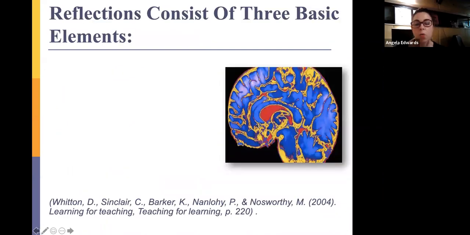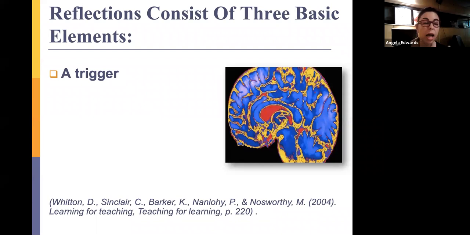All right, so Witten et al. again, he considers that reflection consists of three basic elements. So a trigger. This might involve a direct experience, something that you may have observed in your learning environment, or something that you read, such as key theorists or possibly recent empirical research.